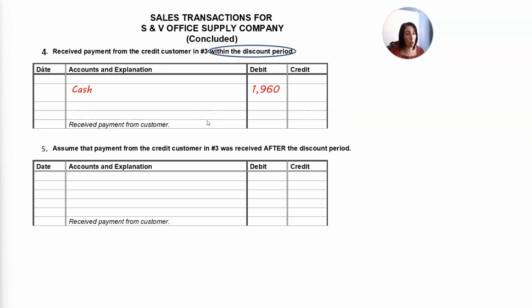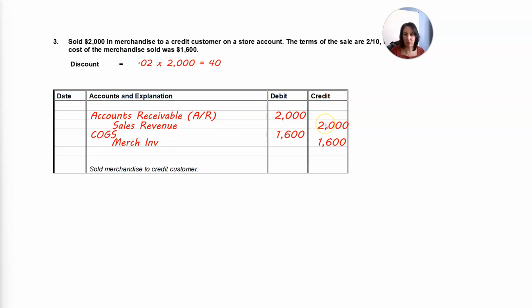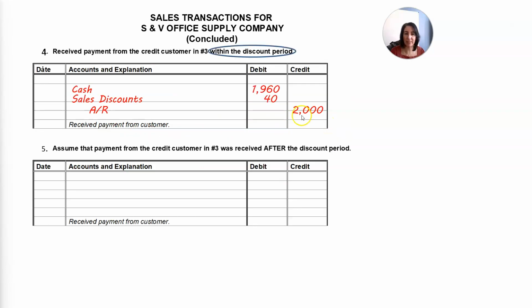But we have to take the whole receivable off the books, so that full $2,000 comes off. Now we're off by $40. That $40 is a sales discount. Okay, that is an offset to sales revenue. So what you'd have, if I went all the way back up, is sales revenue of $2,000 minus sales discount of $40, so our sales revenue is $1,960.